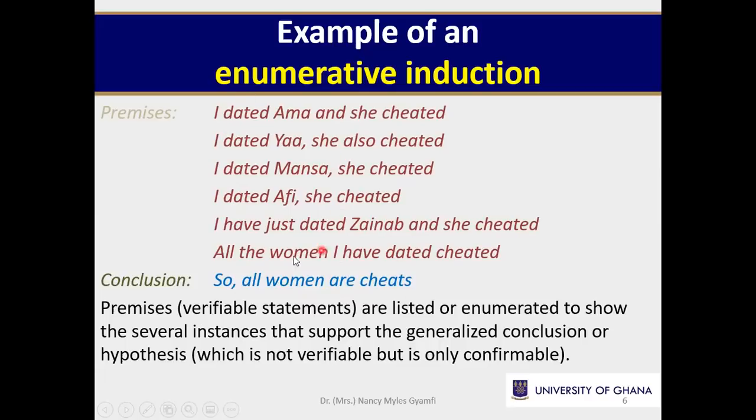So if I move from accepting all these premises to be true, and yet I am not obliged to accept the conclusion that it comes with, then the reasoning is an inductive one. Which type is this? The one we call enumerative induction. We enumerated, we counted to reach where we are. So I have put a note under for you: premises, verifiable statements are listed or enumerated to show the several instances that support the generalized conclusion or hypothesis.